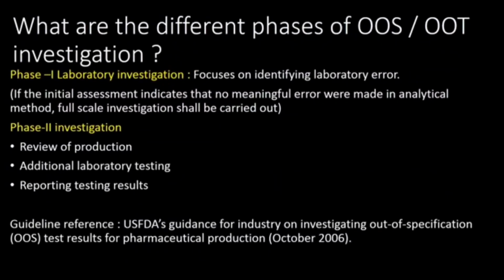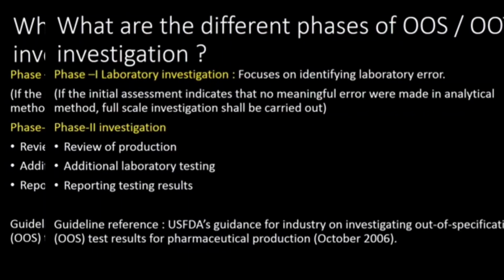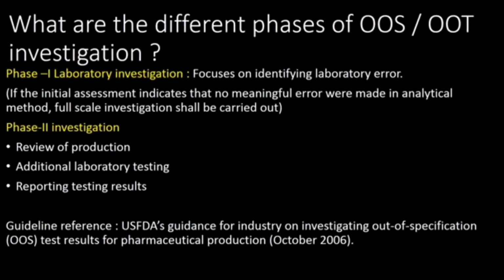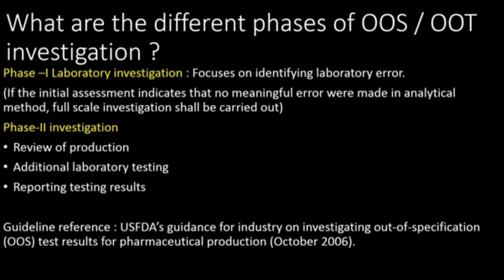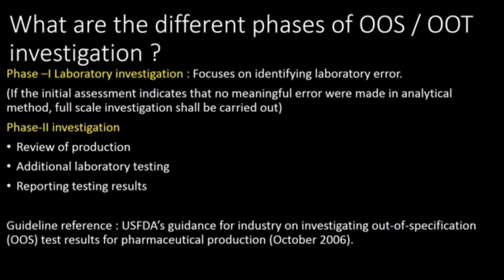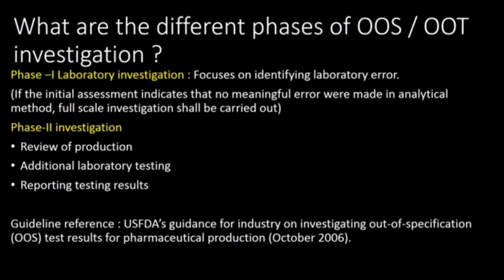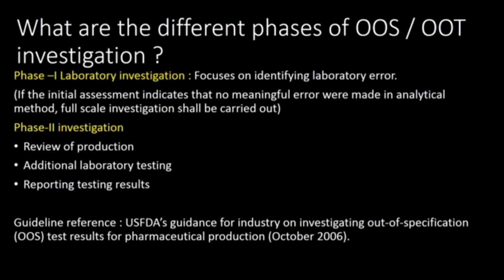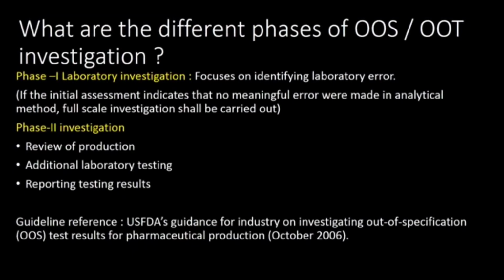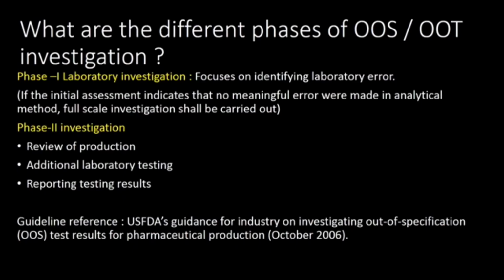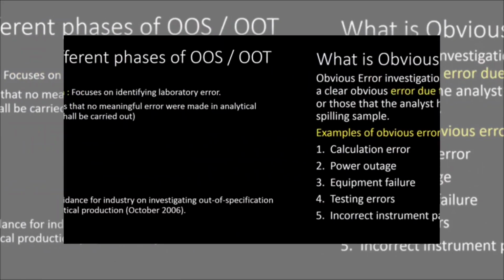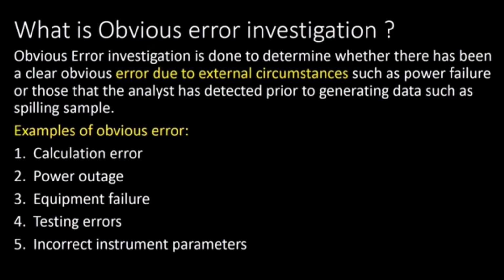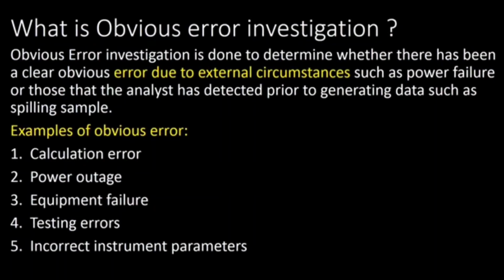What are the different phases of OS or OT investigation? As per US FDA's guidance for industry on investigating out of specification, that is OOS, test results for pharmaceutical production, October 2006, there are two phases of investigation, phase 1 investigation and phase 2 investigation. Phase 1 investigation is also known as laboratory investigation, which focuses on identifying laboratory errors. If the initial assessment indicates that no meaningful error was made in the analytical method, a full-scale investigation shall be carried out. Phase 2 investigation includes review of production, additional laboratory testing and reporting testing results.